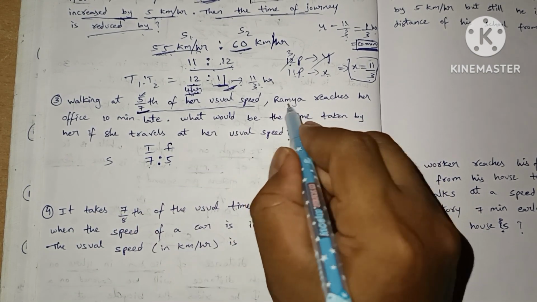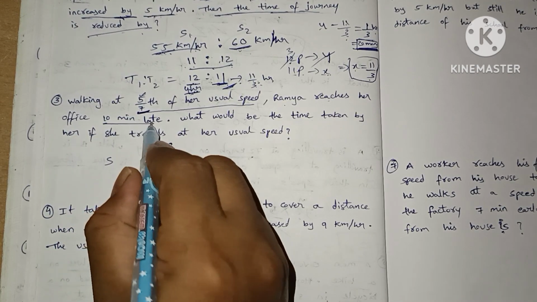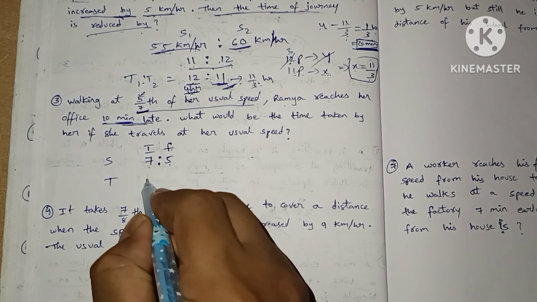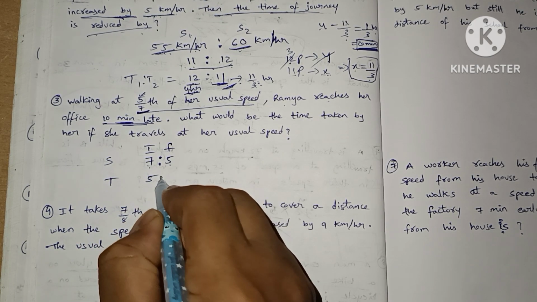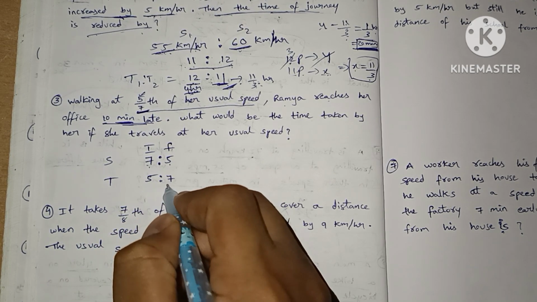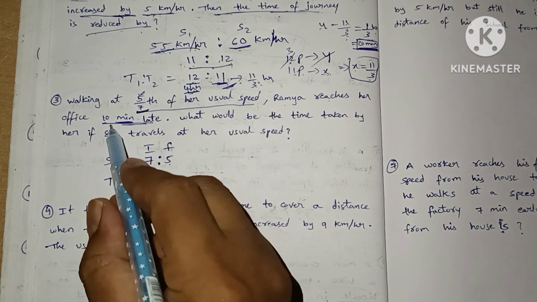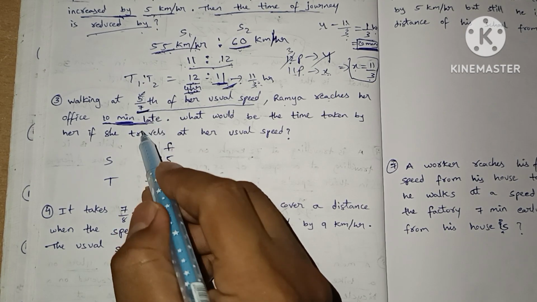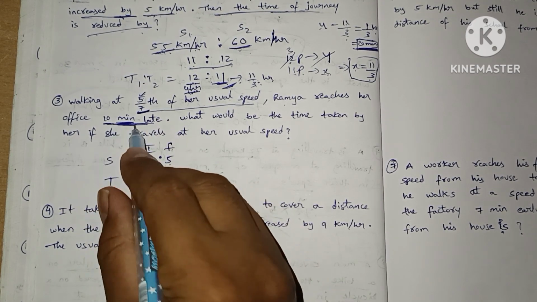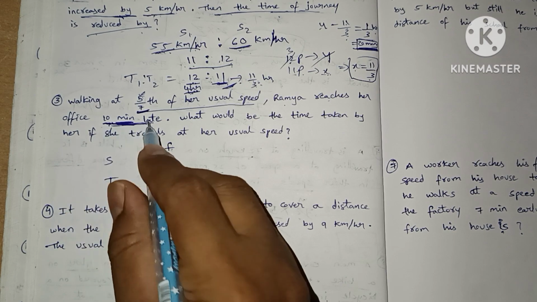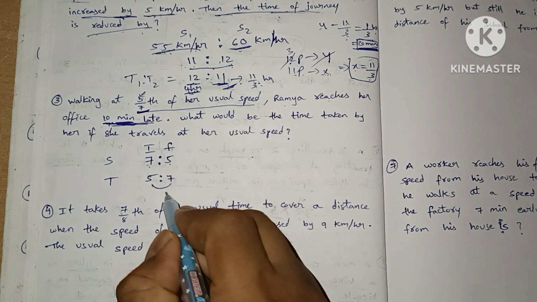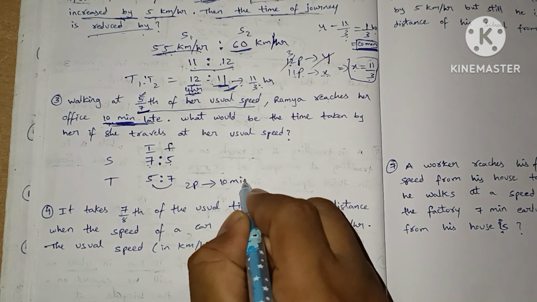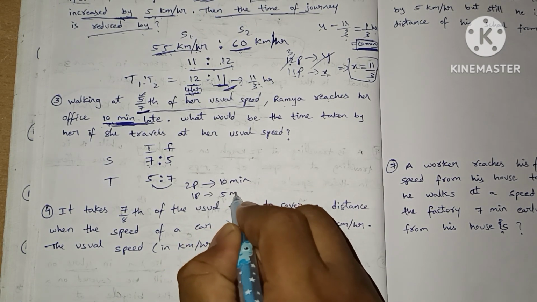Let's see. Ramya reaches her office 10 minutes later. This late time means time. So the time ratio is the reciprocal of this, 5 is to 7. Here we have the time difference between these speeds. For these speeds the time difference we got is 10 minutes later. So the difference is 2 parts. 2 parts value is 10 minutes. So 1 part value is 5 minutes.